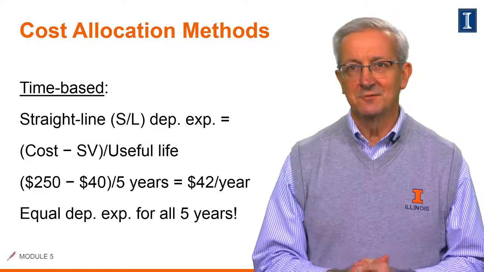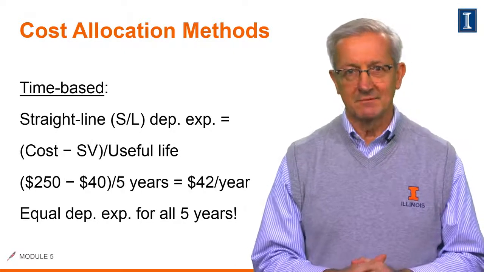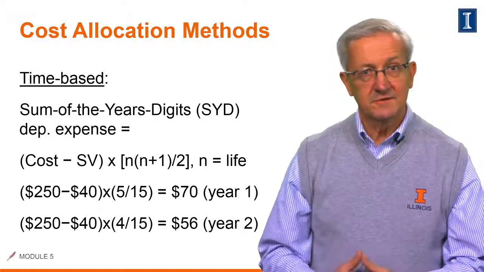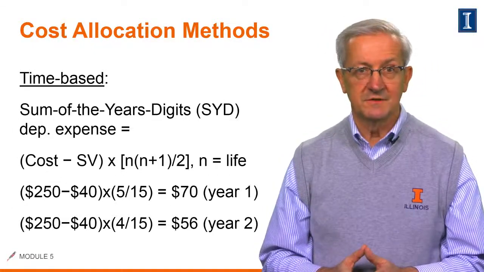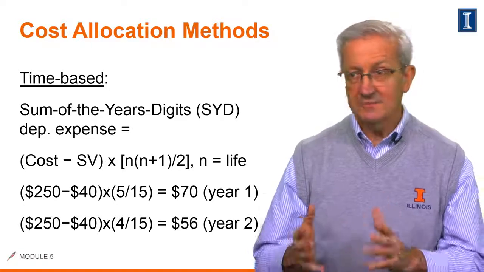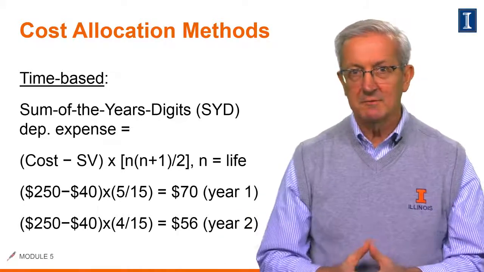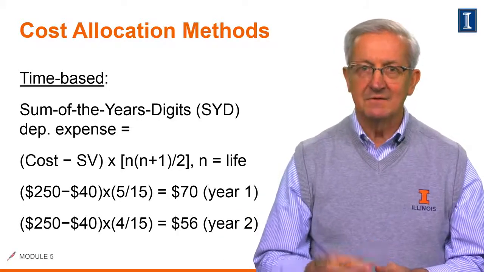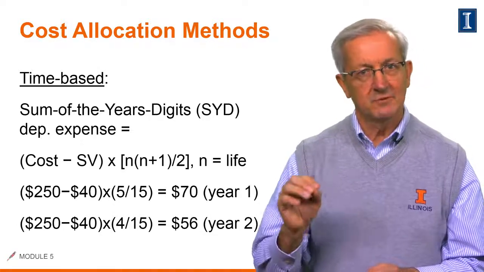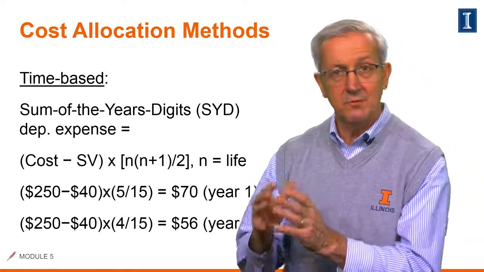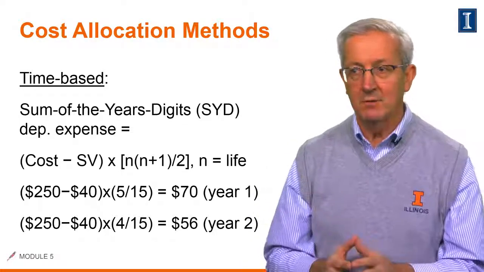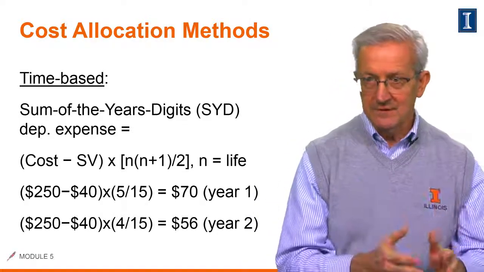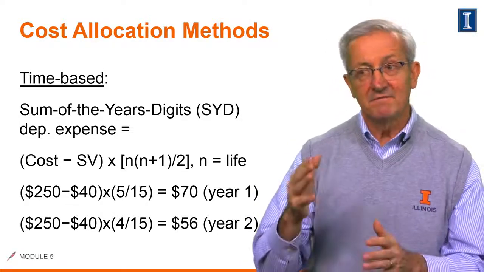This method leads to a smoothing of expense and related income levels. Moving on to the sum of years digits, or SYD, depreciation method. Again, it's the cost minus salvage value, that same numerator we've seen before, times n times n plus 1 divided by 2, where n is your number of years of useful life. So for example, in year 1, we take the 210,000 again, times 5/15.